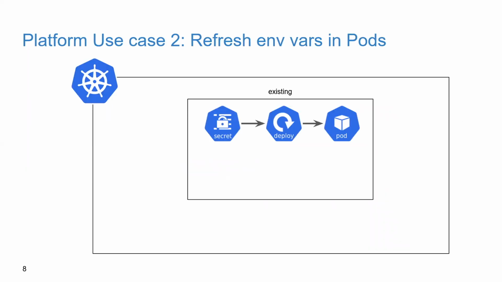Let's talk about the problem of refreshing environment variables in pods. So here's the problem in Kubernetes. You have a pod that consumes something like a config map or a secret in an environment variable, and later you need to update whatever that source is. Could be a config map, could be a secret, doesn't matter. In this diagram, obviously, we're showing a secret.